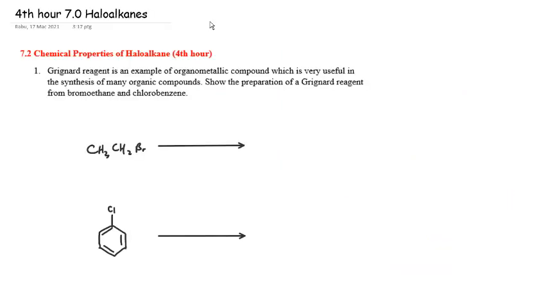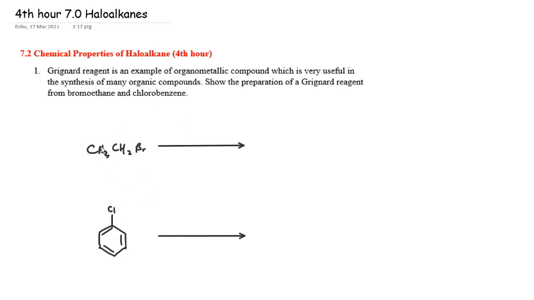So let's move into our 4th-hour tutorial questions. For this first question, Grignard reagent is an example of an organometallic compound which is very useful in the synthesis of many organic compounds. Show the preparations of Grignard reagents from bromoethane, this one, and chlorobenzene.